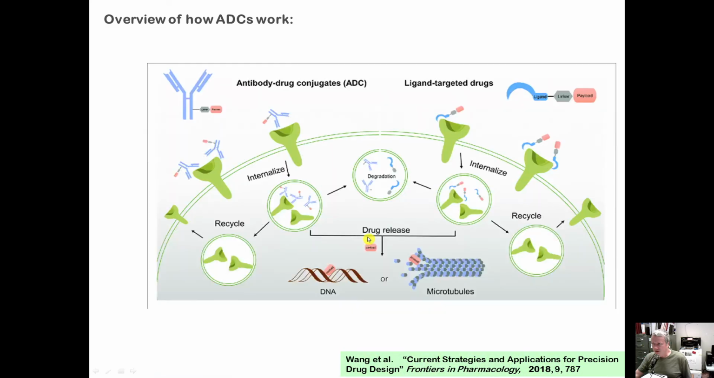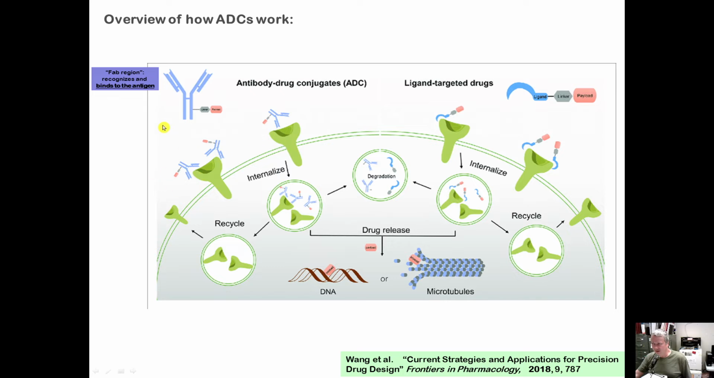Okay, so another cartoon diagram of how these basically do their job. This is from Current Strategies and Applications for Precision Drug Design in the journal Frontiers in Pharmacology. So this is an example of an antibody drug conjugate. You have the antibody, you have a linker, you have a payload, and the antibody likes to attach to some kind of protein or receptor on the cell surface.